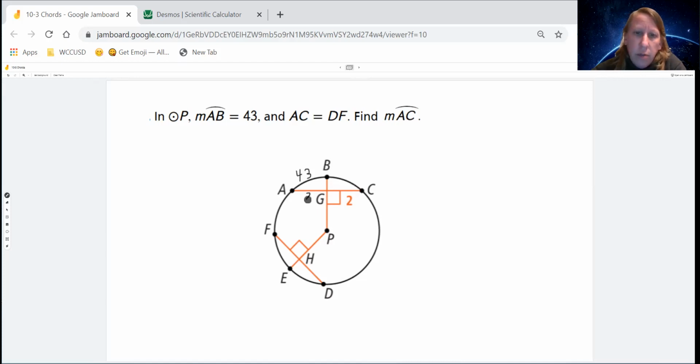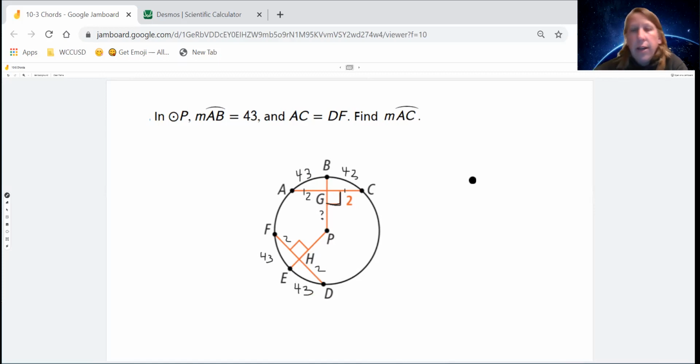And we just learned, we kind of assumed this before, but now we know for a fact, here's a right angle, which means that these two are the same. And we already knew these were 2. Okay, we also know that this is 43. We also know that if the chords are congruent, then the arcs are congruent. So we actually know a lot in this picture. I wonder if we could find that.